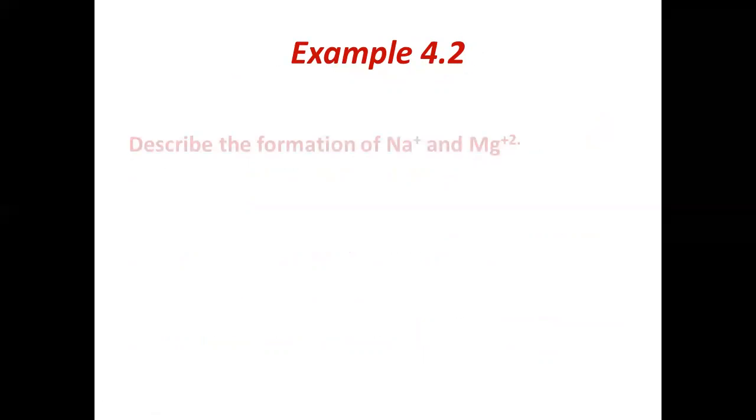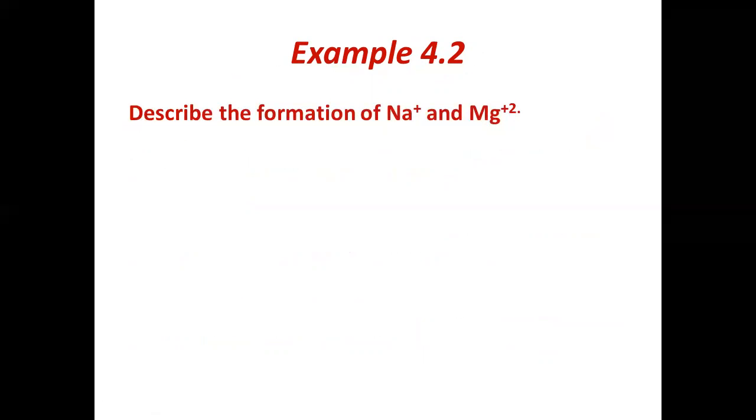Then we have example 4.2. In order to explain the ionic bond formation, it is important to learn how anions and cations are formed, or how an atom loses electrons to form a cation and an atom gains electrons to form an anion. We will represent the anion and cation formation by a special type of structures called electron dot and cross structures. They are also called Lewis structures. Electron dot and cross structures or Lewis structures will help us to understand the formation of anions and cations.